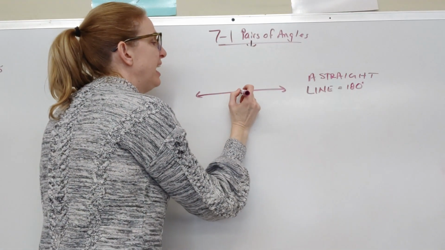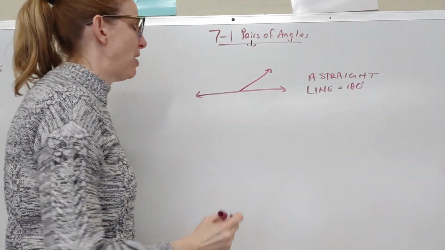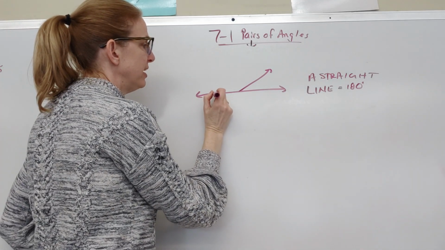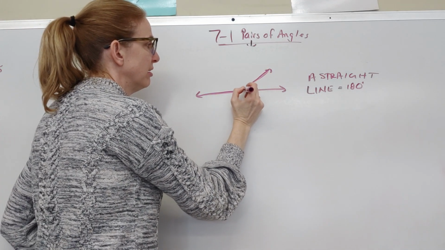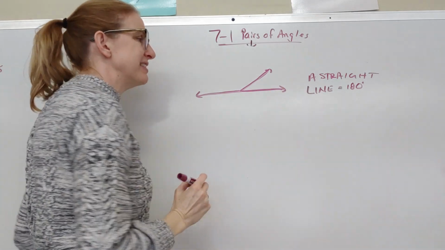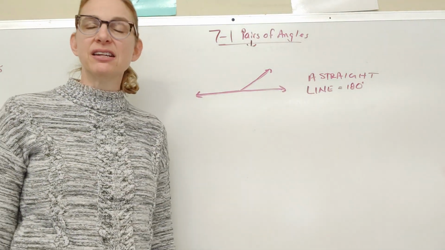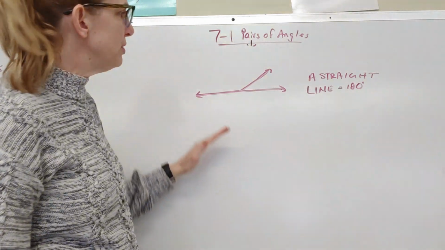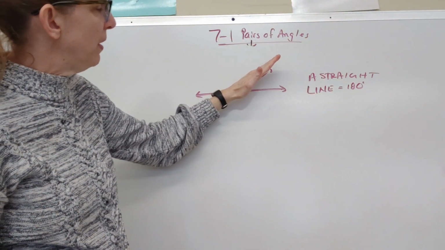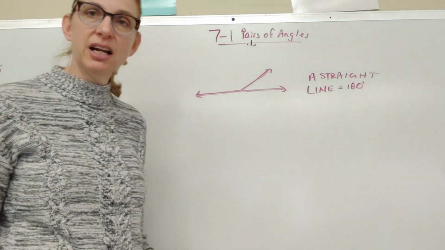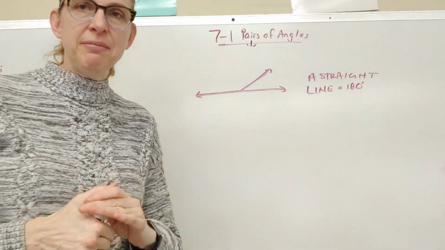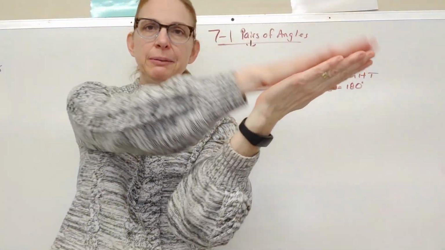So if I take a line and add that in, now I have two angles. I have this angle right here and this angle right here. But you know what? Together they make a straight line, and that straight line is 180 degrees. So whenever you see a straight line split into two parts, when you add those two parts, you're going to get 180 degrees. Let me show you what I mean kind of with my arms.